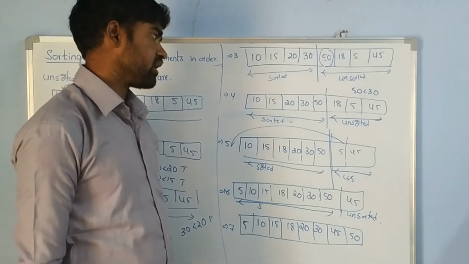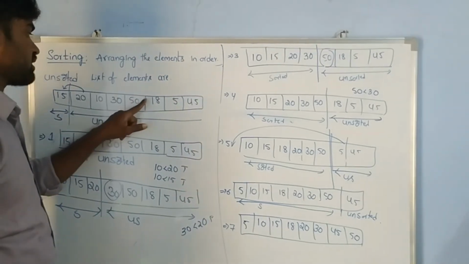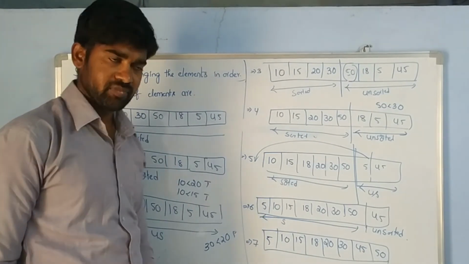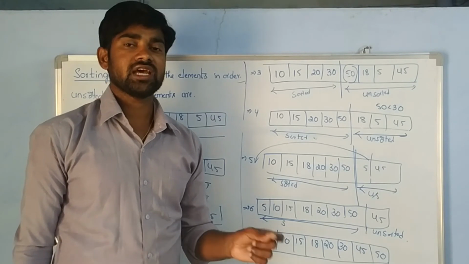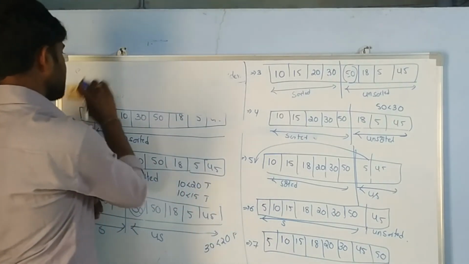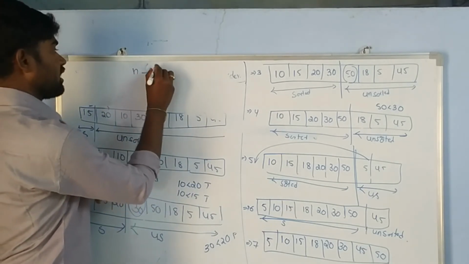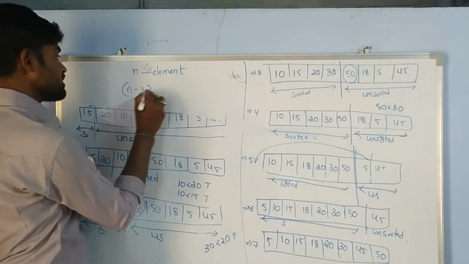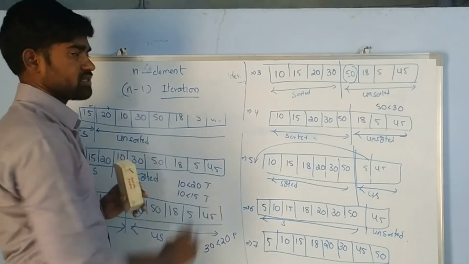So what did we assume here? How many elements do we have in the list? 1, 2, 3, 4, 5, 6, 7, 8. So how many iterations did we take? 7 iterations. That means when you have a list of n elements, we require n minus 1 iterations. Suppose we have n elements in the list, then we require n minus 1 iterations to perform the insertion sort.